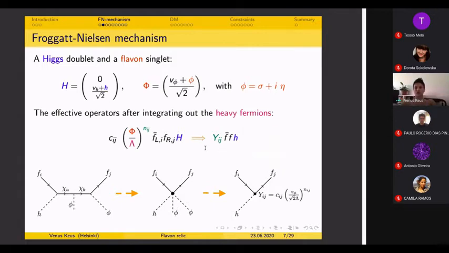Excuse me, Venus. Sure. I have a question about these heavy fermions, because you say that at high energy they will appear, right? Yeah. But you just introduced a scalar, phi. How do these fermions emerge in the model?